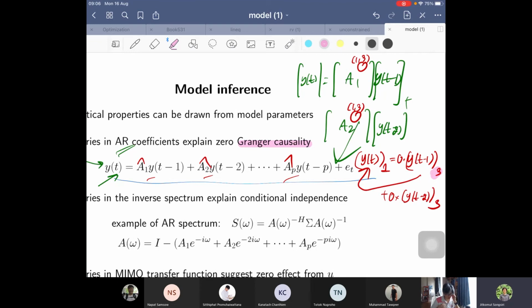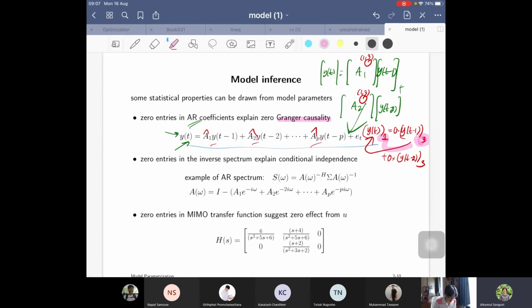So it means that actually you're not going to use the AR model for prediction or for simulation, but you just want the model parameters to infer something. And in this case, to infer about cause and effect from one variable to another variable in the vector time series.